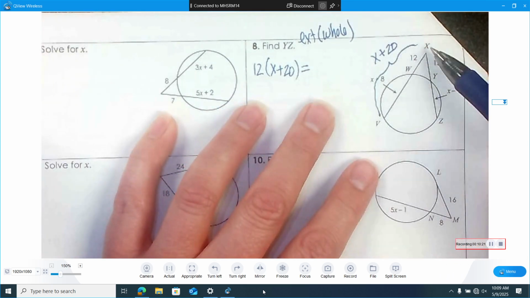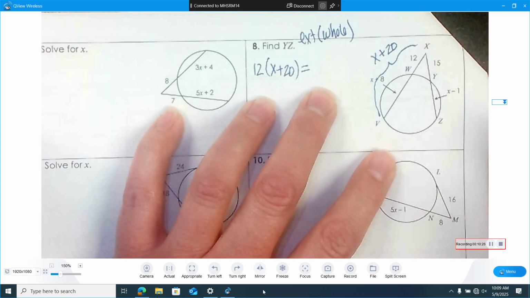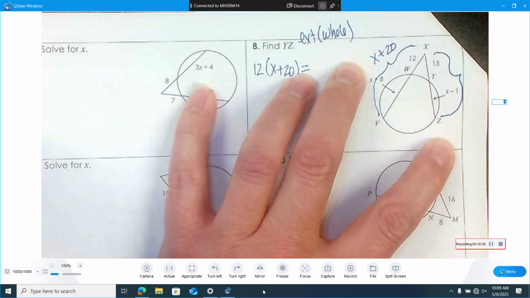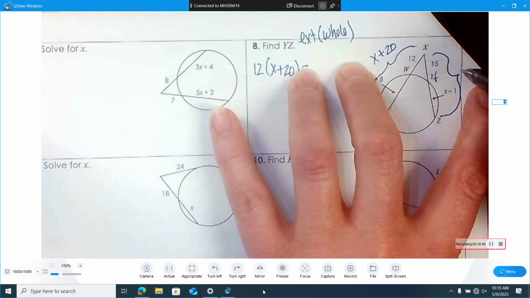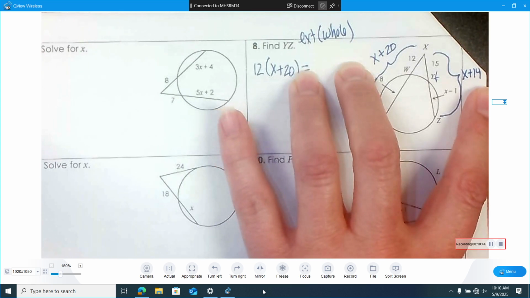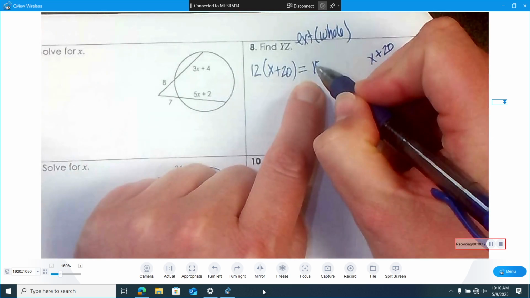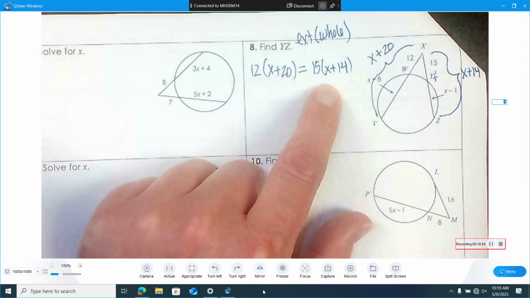I think it pays to just write that on your paper, just like I'm doing here. On the other side, what is the whole? Yeah. 15 plus x minus 1, which would be? X plus 14. X plus 14, yeah. All right, x plus 14. So exterior is 15, and then the whole is x plus 14.